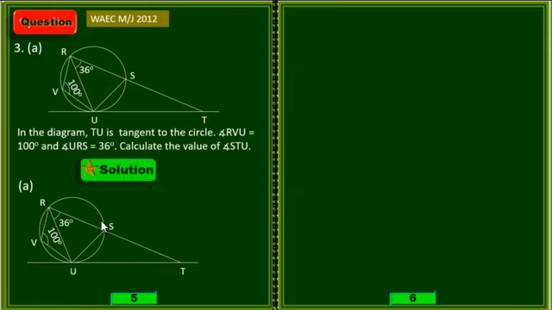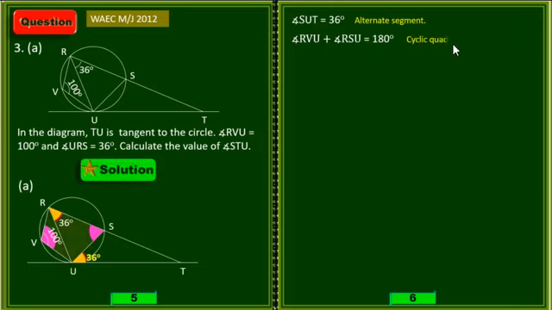We reproduce the diagram. These two angles are equal. Angles in the alternate segment. So therefore, angle SUT is equal to 36 degrees. Reason, alternate segment. Now we're going to use this quadrilateral that is shown. And it's a cyclic quadrilateral. The opposite angles of this cyclic quadrilateral must add up to 180 degrees. So adding those two opposite angles will have 180, reason cyclic quadrilaterals.